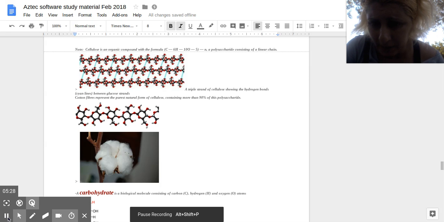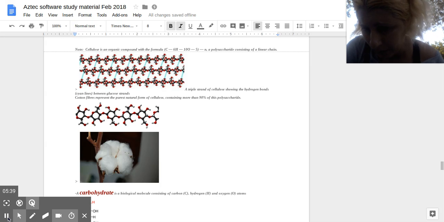Cotton represents the purest natural form of cellulose. It is more than 90% of the polysaccharide cellulose.